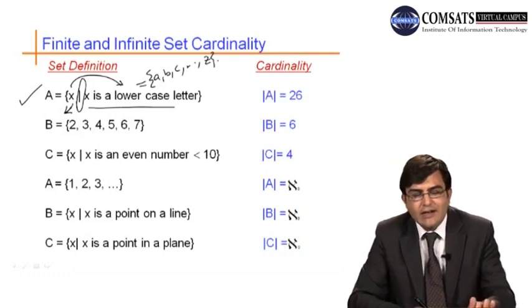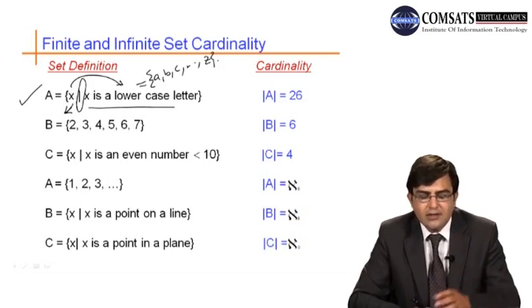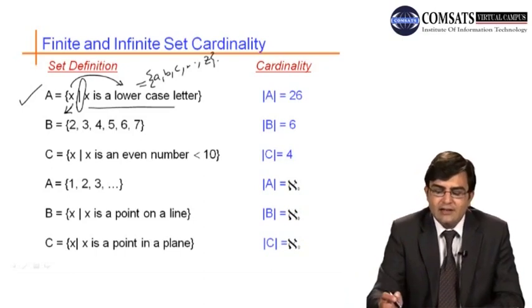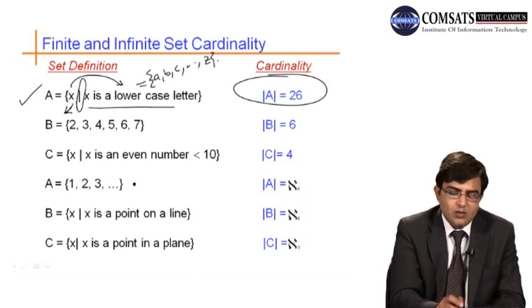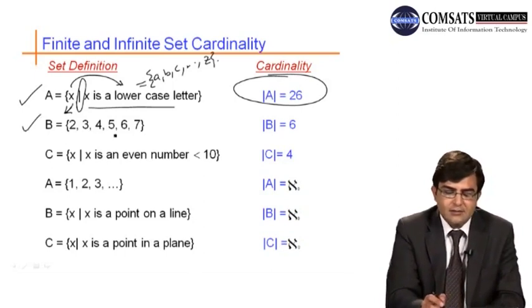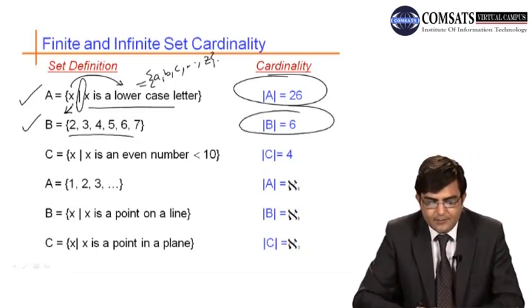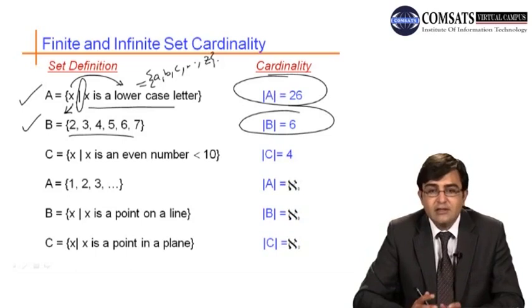And what is the cardinality of this set? How many elements are there in this set? We know that there are 26 small letters in the English alphabet, so the cardinality of this set is 26. For this other set, the cardinality is 1, 2, 3, 4, 5, 6. So this set contains 6 elements, so its cardinality is 6. So the cardinality of a finite set is basically the number of elements in that set. This is called the cardinality.